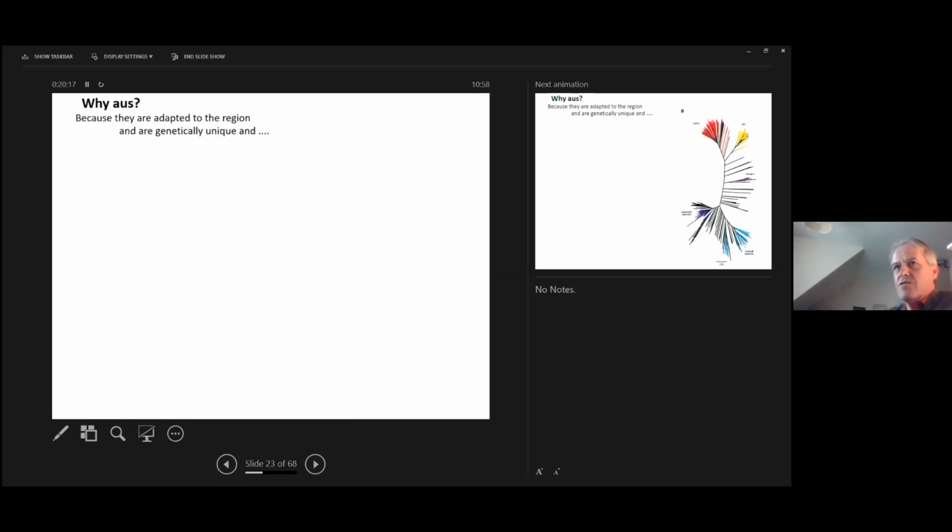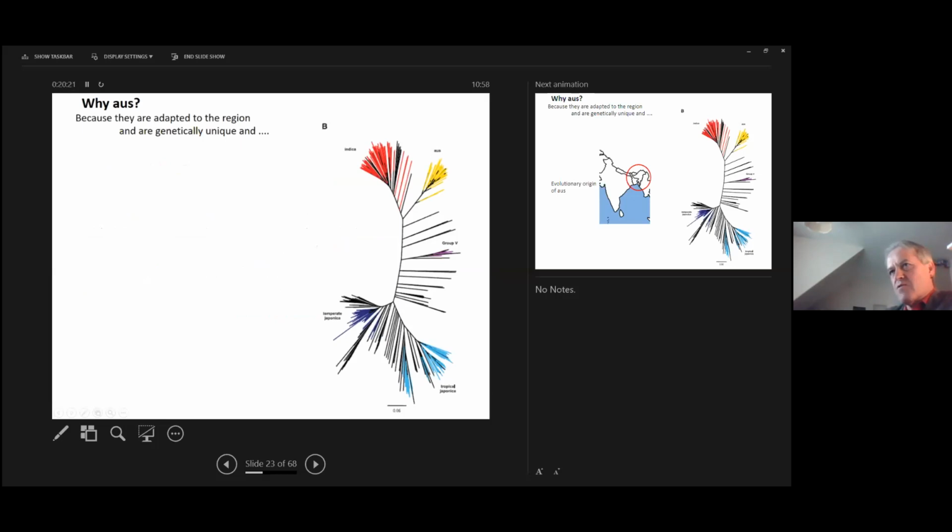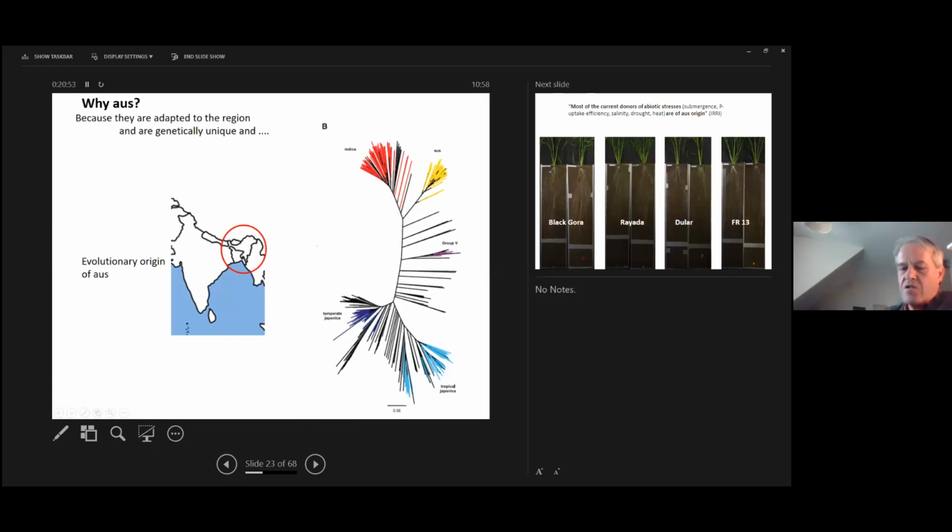So why ouse? Because this is a neighbor joining tree of the genetic diversity in rice. And rice falls into two subspecies, that is indica up here and japonica down here. And within japonica, there are two recognizable subgroups, temperate and tropical japonica. With indica, there are two recognizable subgroups. One is called indica and one is called ouse. They originate from Northeast India, so we were led to believe when we wrote this proposal.